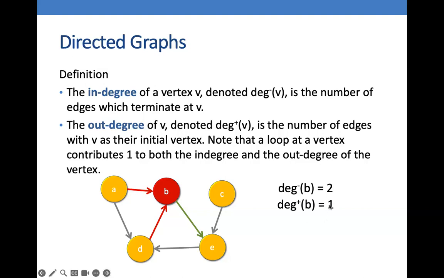If you want to simplify it: how many arrows are coming in? That is the in degree. How many arrows are coming out?